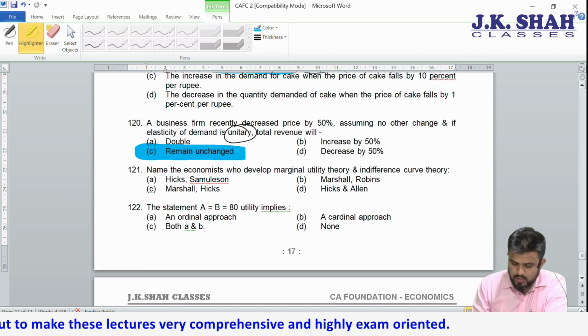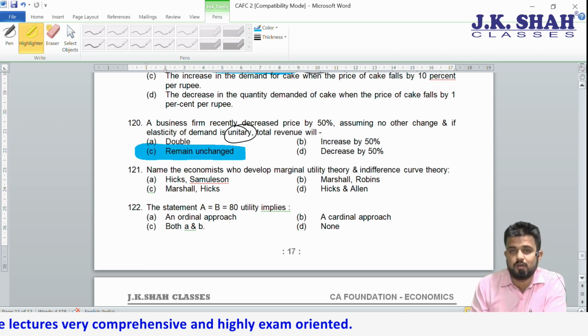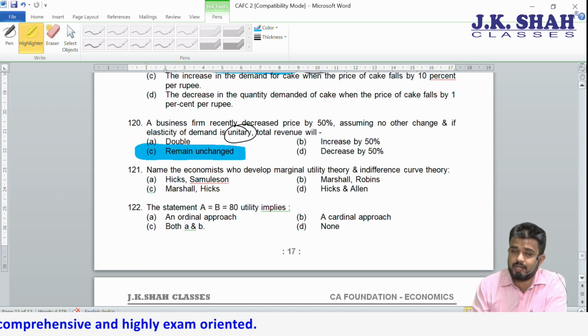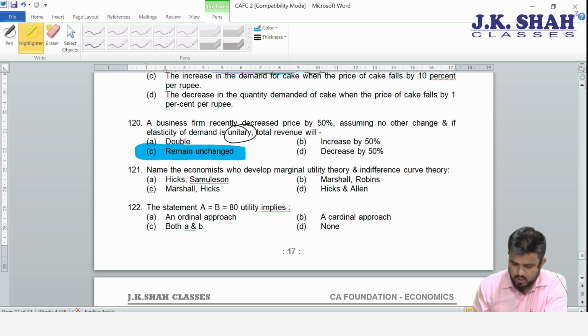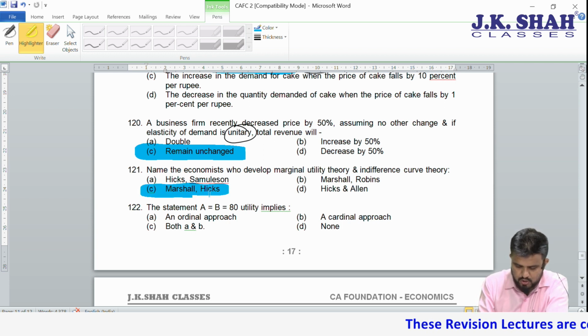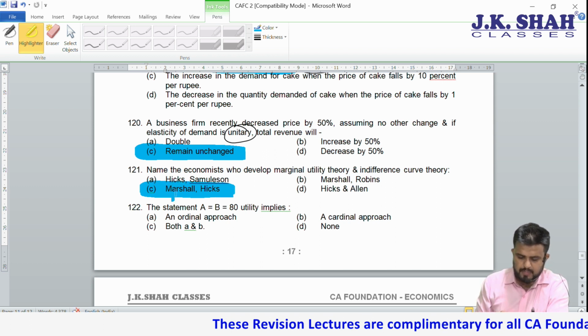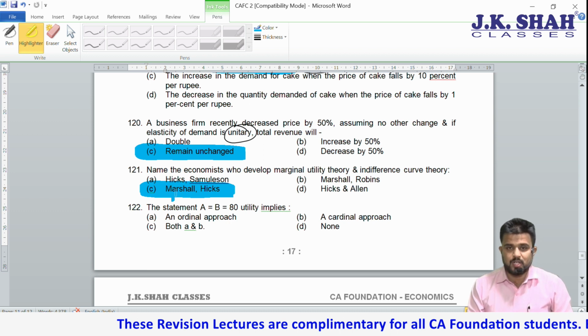Name the economist to develop marginal utility and indifference curve. So students, marginal utility is Alfred Marshall, and indifference curve is given by Hicks, Allen. So most appropriate is option C. You have Marshall also, you have Hicks also. So this is most correct. 121 is C.